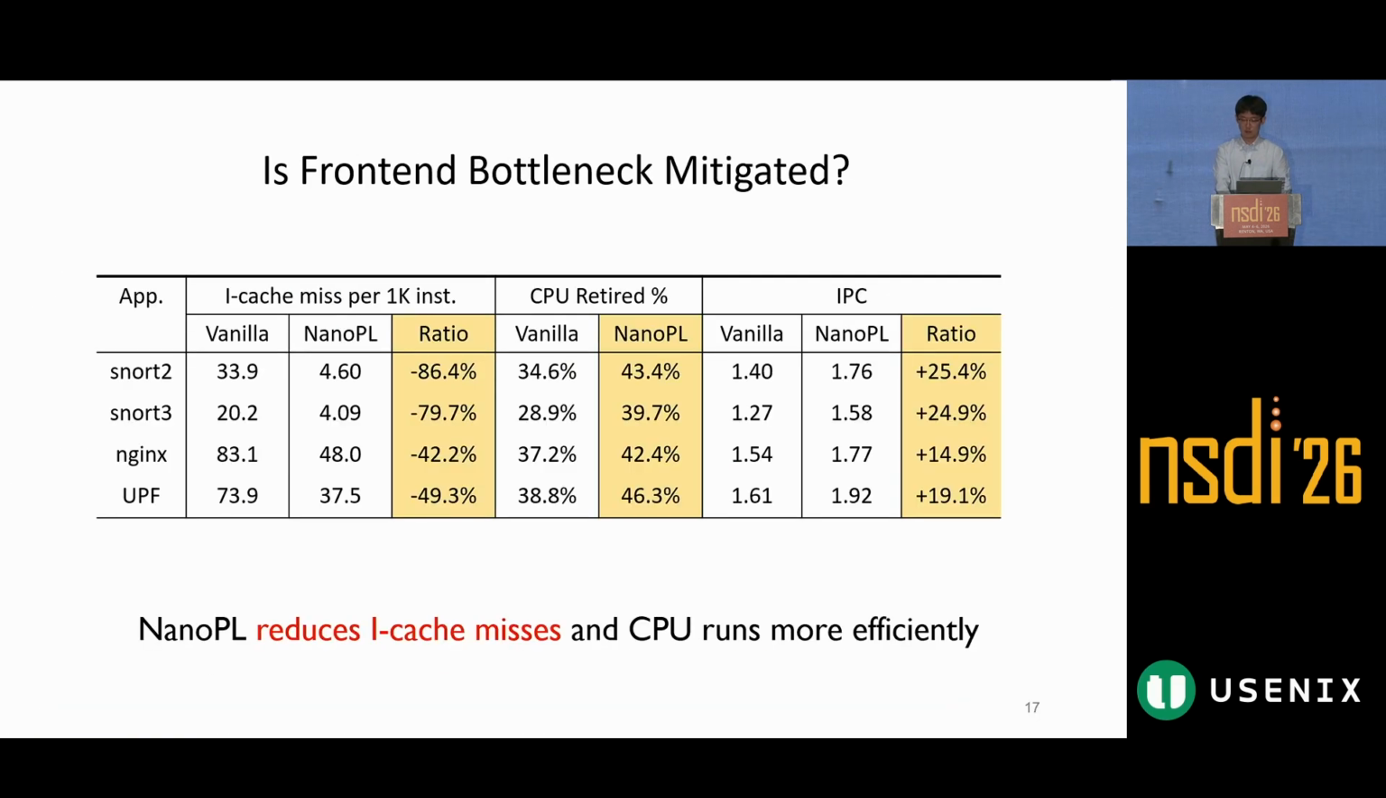We also show the critical performance counters before and after our optimization. First, from the first shaded column, we can see that the iCache misses of each application are greatly reduced because the packets now run inside iCache-friendly stages. Then we observe that the retired CPU cycle ratio of all applications goes up, which means that the CPU is delivering more useful work than before instead of stalling. And as a result, the IPC is now higher. This indicates that NanoPipeline can make the application run in a more efficient manner on the CPU because they reduced iCache misses and mitigated the front-end bottleneck.